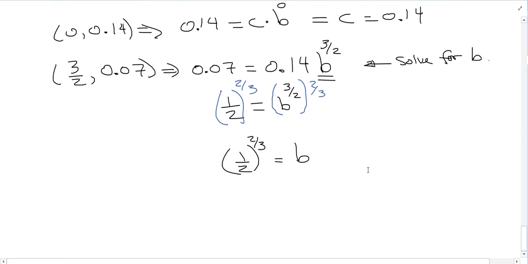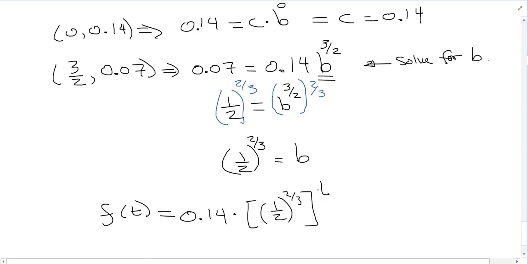And so the model for this blood alcohol function will be f of t equals c. What was c? C was 0.14, and then times b to the t. So this is my b. So I'm going to have, so this is looking a little crazy, 1/2 to the 2/3 and then to the t. Now be careful here.